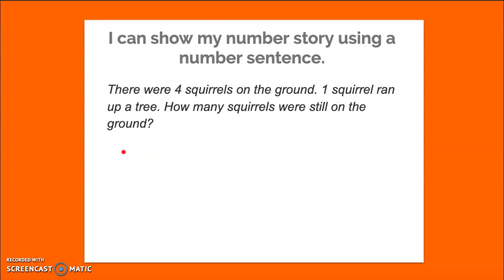Our second goal is I can show my number story using a number sentence. Let's read our number story one more time and see if we can figure out how to do a number sentence. There were 4 squirrels on the ground. 1 squirrel ran up a tree. How many squirrels were still on the ground?